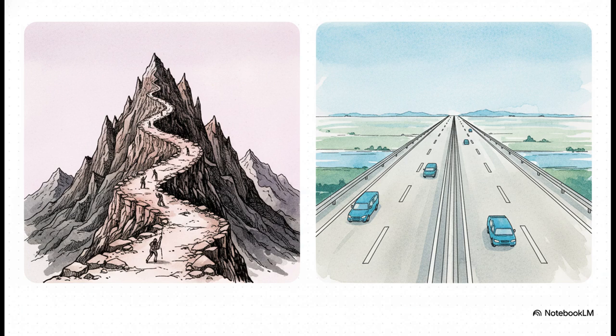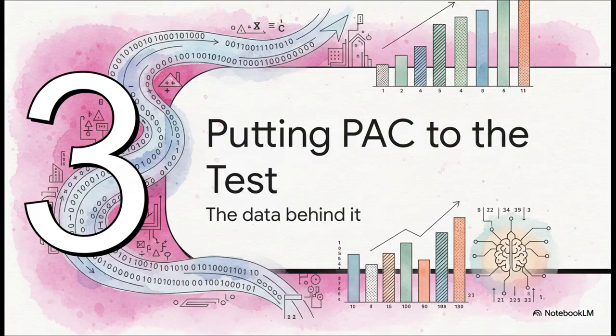Double the problem size, you only double the work. That's not just an improvement, it's the difference between being stuck in traffic on a tiny back road versus cruising down a wide open highway. It unlocks incredible scale. Okay, theory is cool and all, but does it actually work in practice? Let's put PAC to the test.